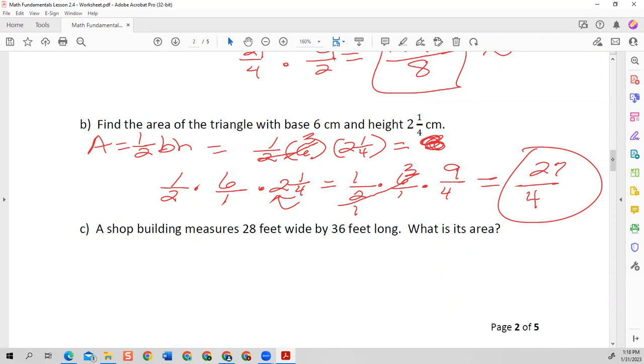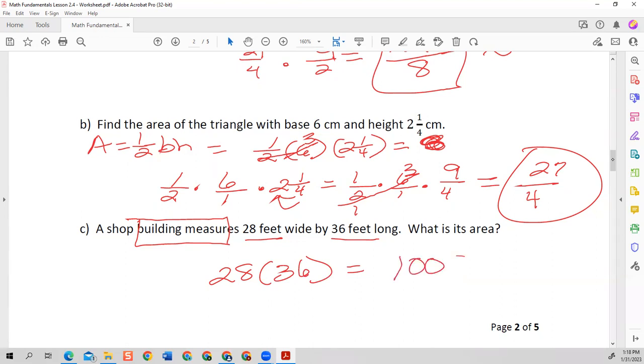This next one, a shop building measures 28 feet wide and 36 feet long. So what is the area? We're talking about a building, so it's going to be rectangular. So we have 28 times 36. All right, so 28 times 36 is going to be 1,008.